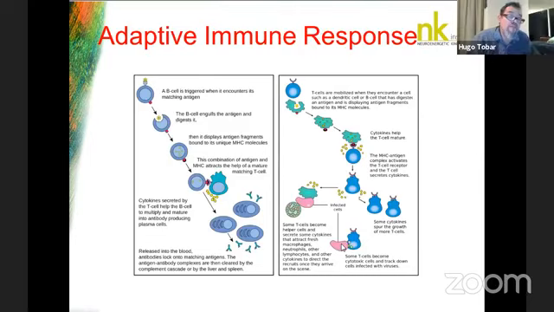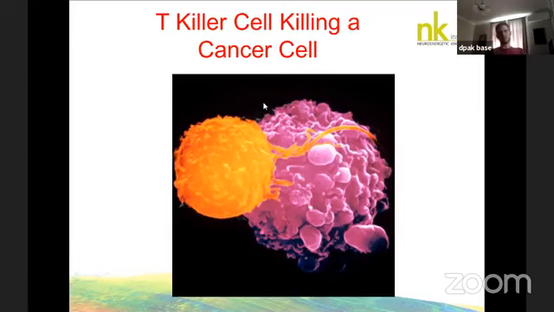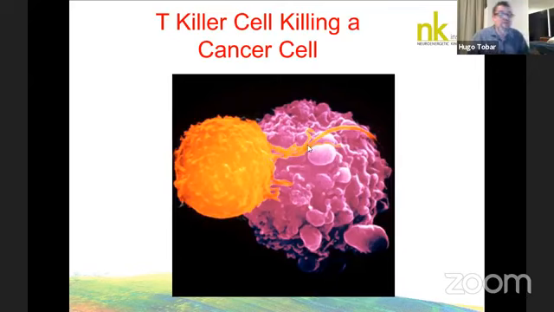And it will only recognize the cell infected with this pathogen and that pathogen alone. So here's a couple of interesting pictures. Here you've got a T killer cell killing a cancer cell. T killer cells either kill cancer cells, which are abnormal cells, or they kill virus-infected cells.